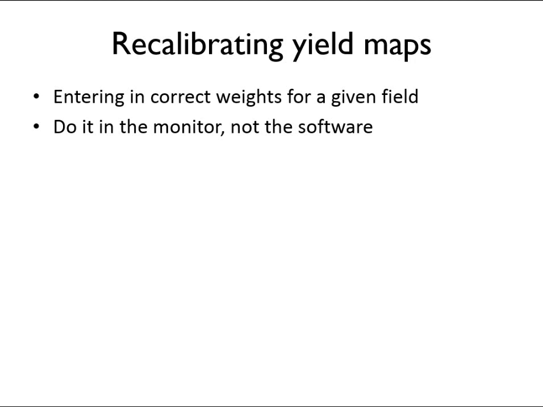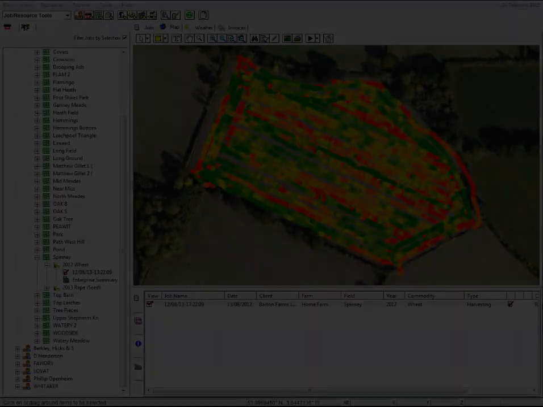Ideally, if we can do this in the monitor, it is much better rather than doing it in the software from a time perspective. If we get the weights correctly calibrated in the field, it'll save us a lot of time when we bring the data back to the desktop software. But if we have to do it in the software, then it is not too much of a problem. Here's how we do it.